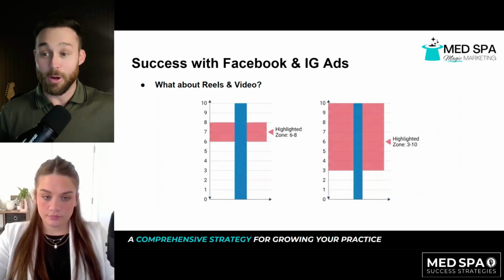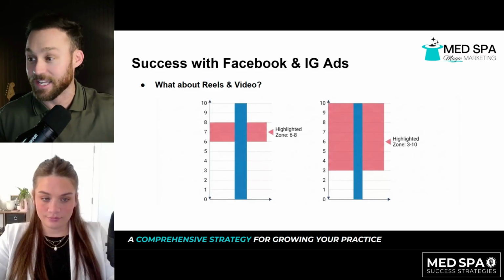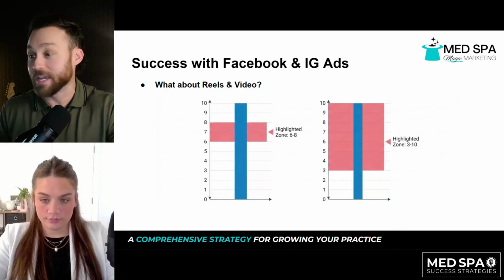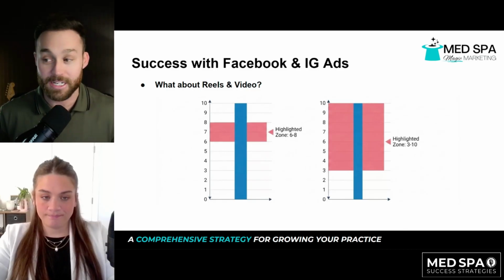On the left here, your static image ad is always going to be a 6 to 8 out of 10 in performance. The one on the right would be the reels. It can go as low as a 2 or 3 and up to a 10. There's a lot more volatility because there are so many more factors that can impact the result.